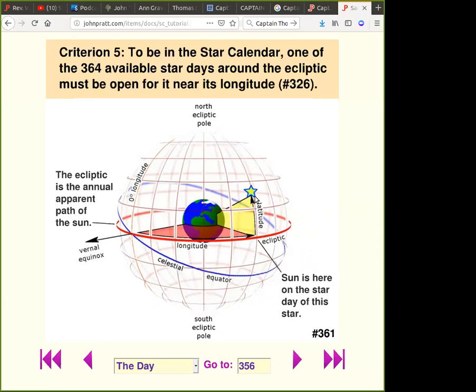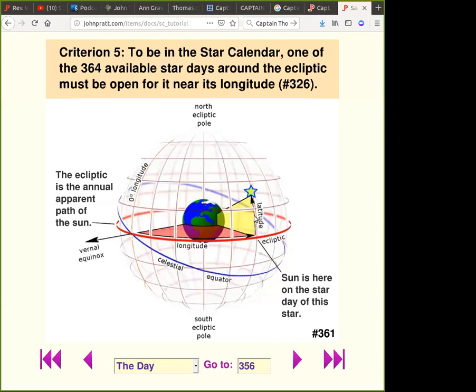So every star, you can drop down a line straight to the ecliptic, and that's called the longitude going around to it. And for this, we're not too interested in the latitude. There's only 364 slots, each about 1 degree wide, for stars. So there's a little competition for which stars will fall into that slot.